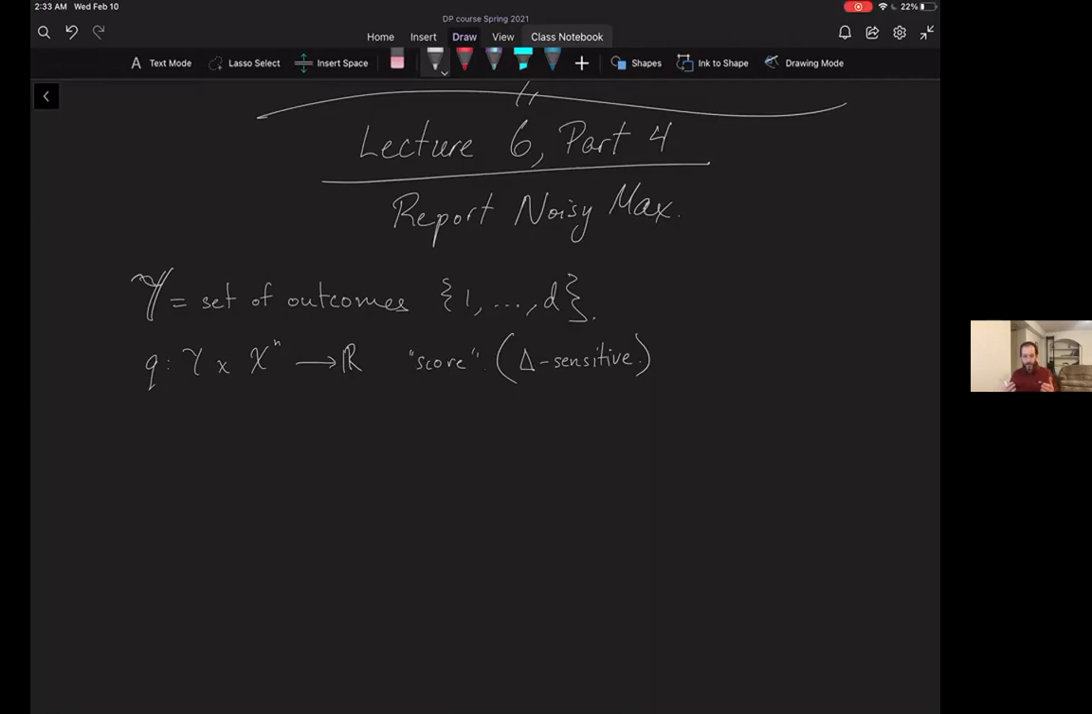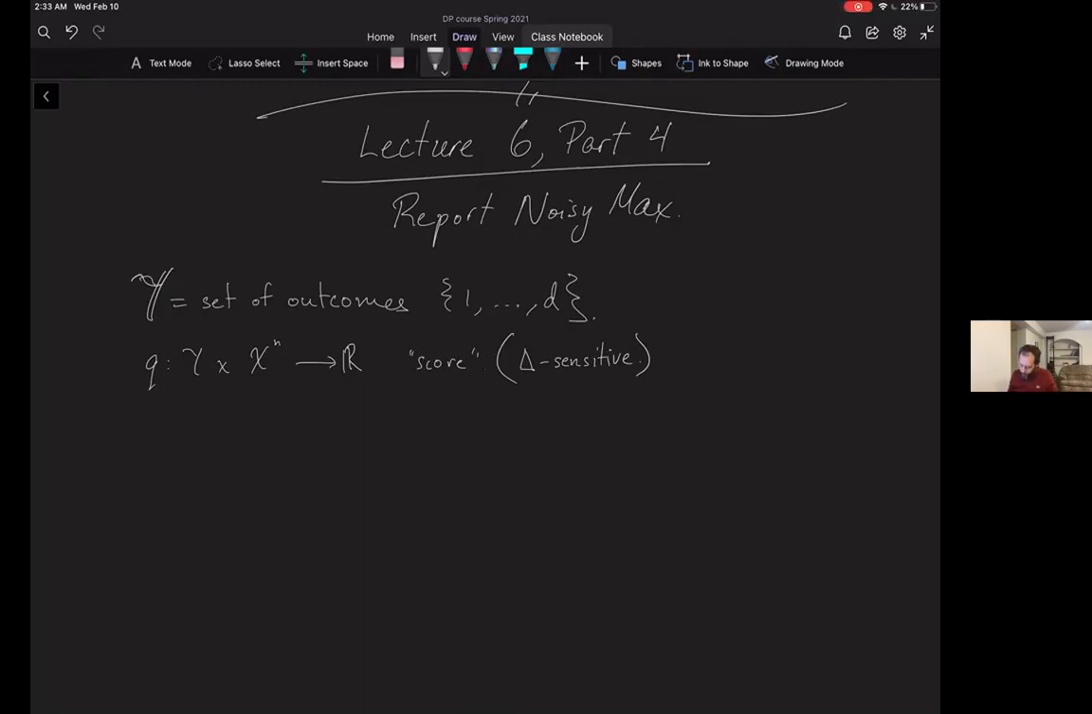Report noisy max is really a family of mechanisms. I'll tell you a bit about that in a sec, but for now, we'll just think of it as one algorithm. Again, the setup is the same. We've got some set of outcomes, which we take to be finite, outcomes 1 through D, and a score function that tells us for each data set how much we like each of the outcomes. Our goal is to find an outcome with near maximal score.